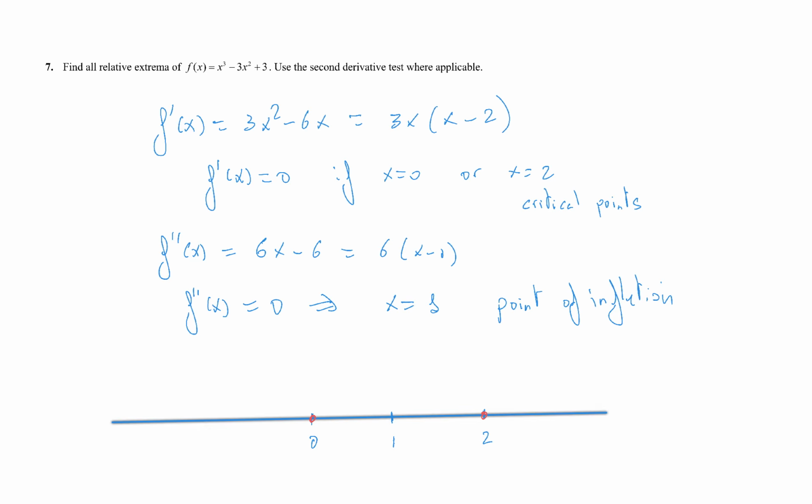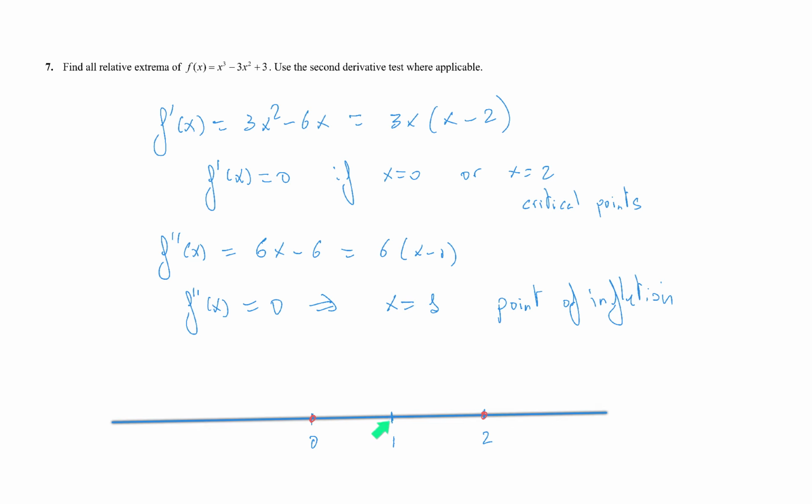The problem says you have a polynomial that is continuous and differentiable everywhere, and it says to use the second derivative test where applicable. So we find the second derivative, we find the point of inflection, and we see each side of the point of inflection. The second derivative is 6x minus 6, or 6 multiplied by x minus 1. So the point of inflection is x equals 1. At this point, x equals 1, there is a point of inflection when the second derivative is 0.